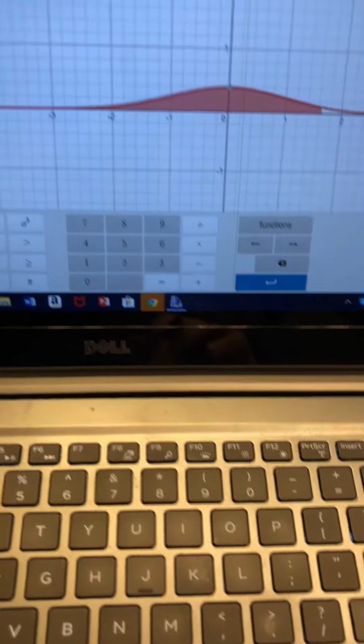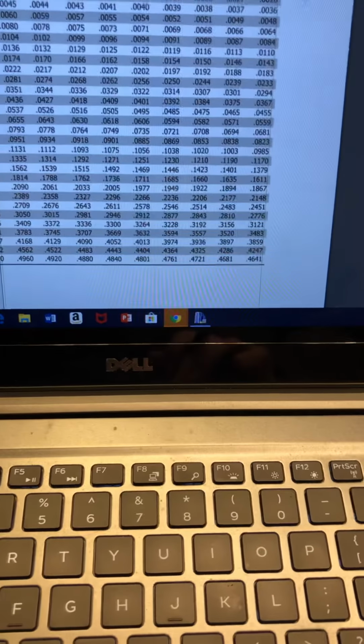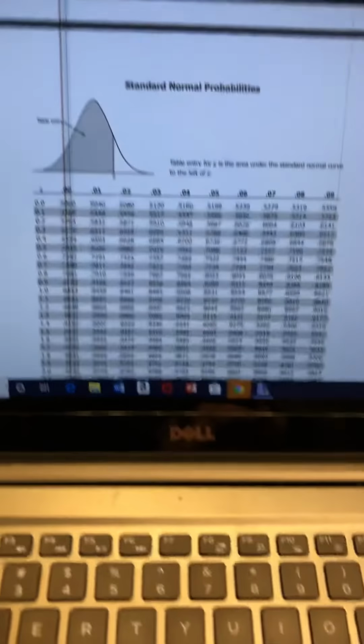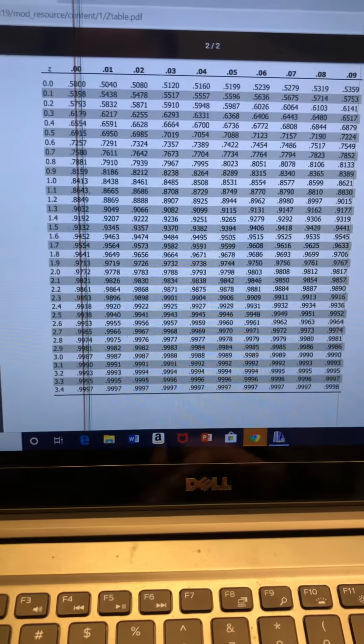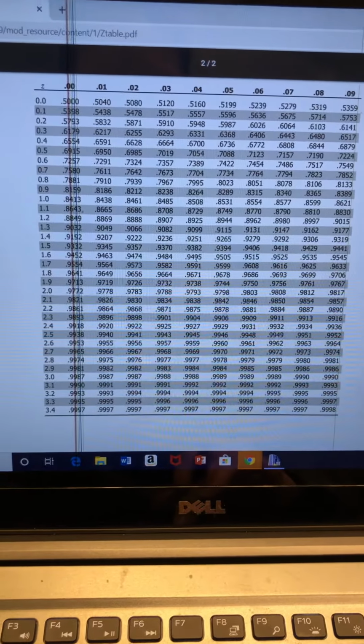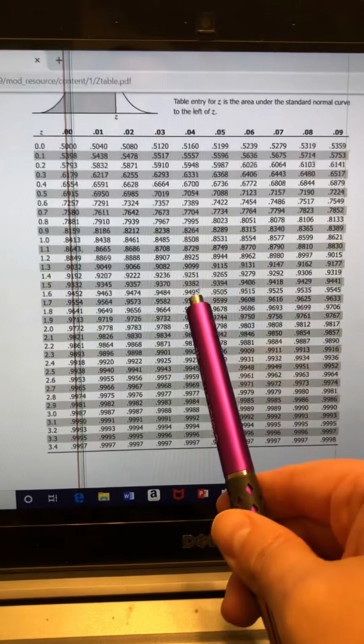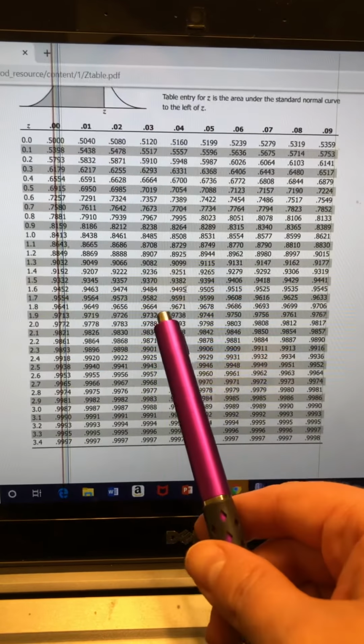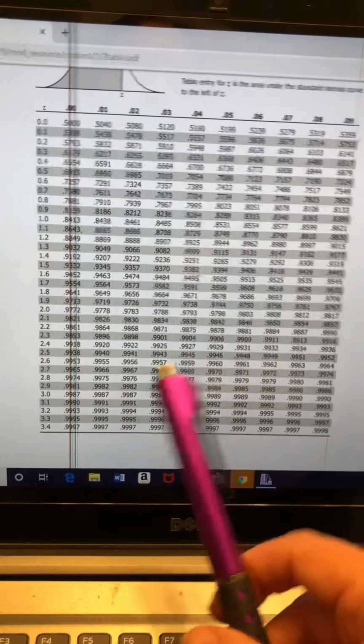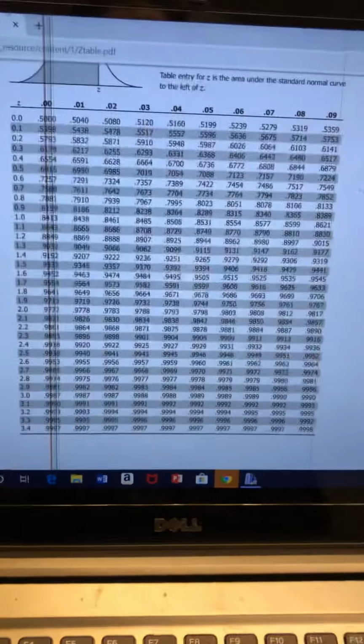On the chart, just to show you, I'll show you the chart real quick. 1.64, 1.6 over to 0.404, 0.9495. Sometimes this will be... no, that's not true. It's when you subtract. Sorry, ignore me.